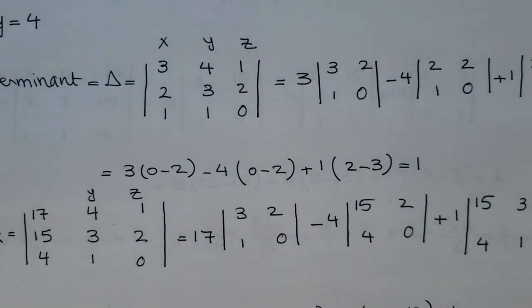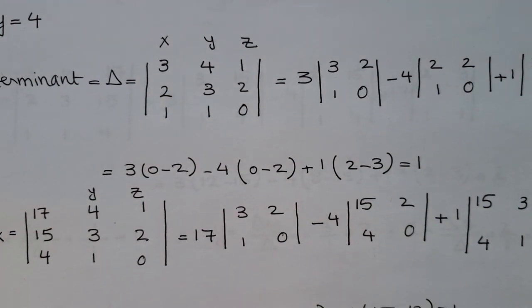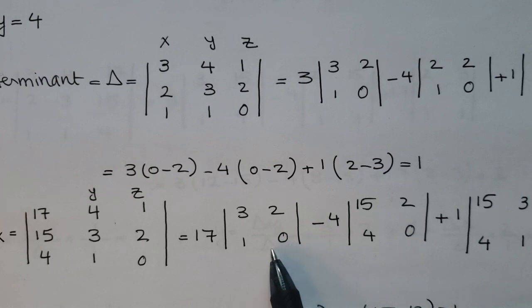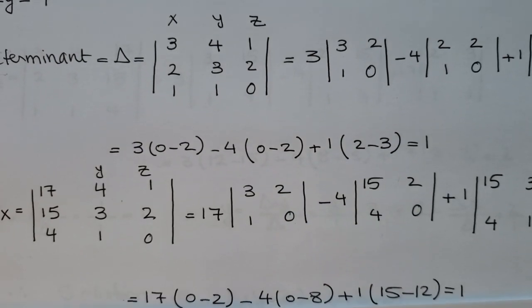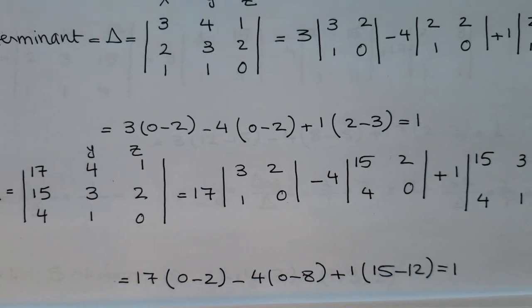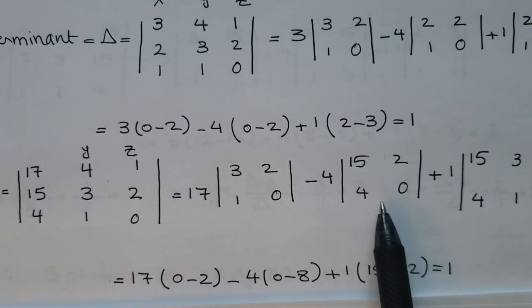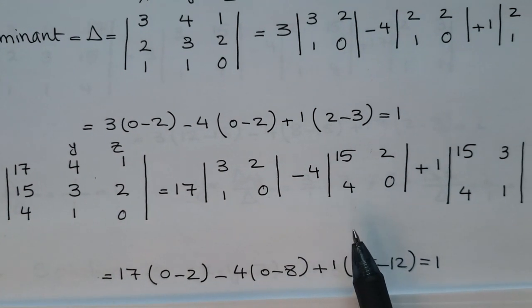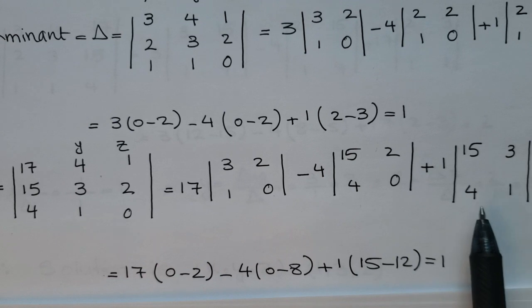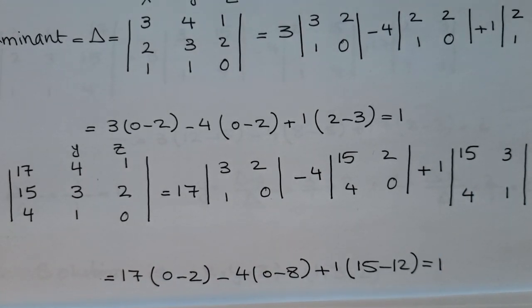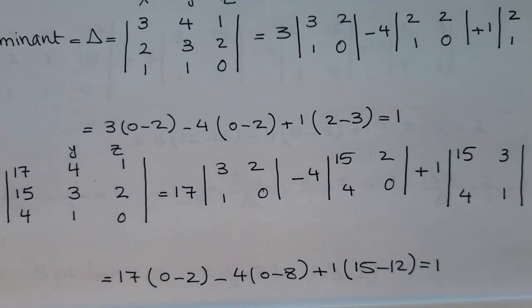So here again, the first one would be 17 times the first 2 by 2 determinant, which would be 3 times 0 minus 2 times 1. The second one would be negative 4, and it would be 15 times 0 minus 4 times 8. And the third one would be 15 times 1 minus 4 times 3. And if I simplify, the final answer would be 1.